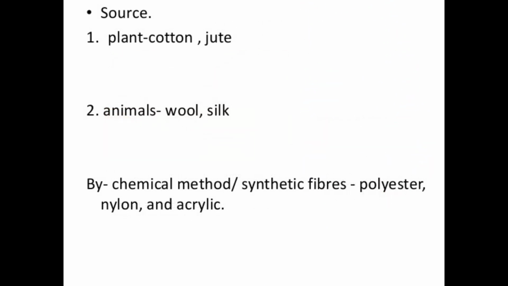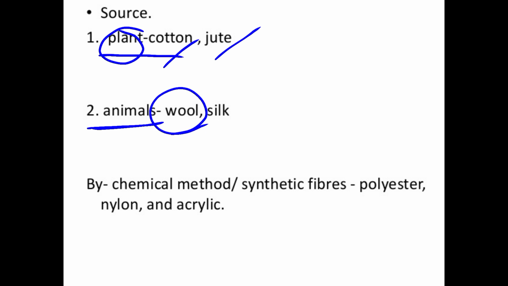Okay, so the first source of fiber is plants. From plants we get cotton and jute. The fibers of cotton and jute are then intertwined to make fabrics, cotton fabrics, jute fabrics. And then another source is animals. Some fibers, wool fibers, are obtained from sheep, etc., and silk from silkworm.